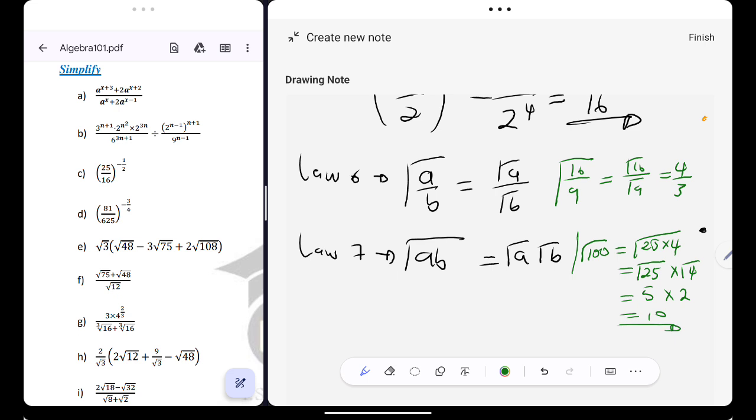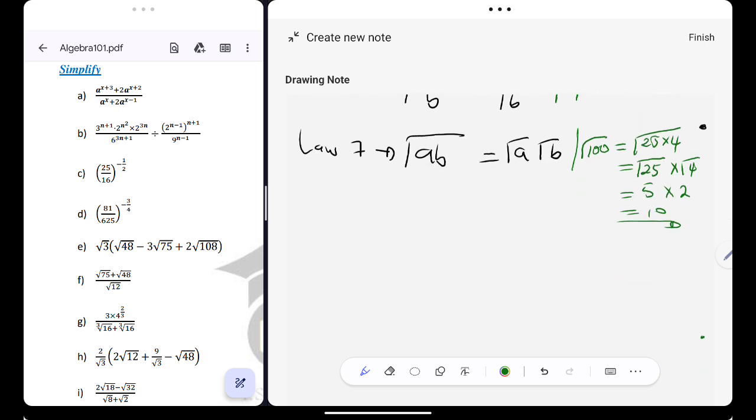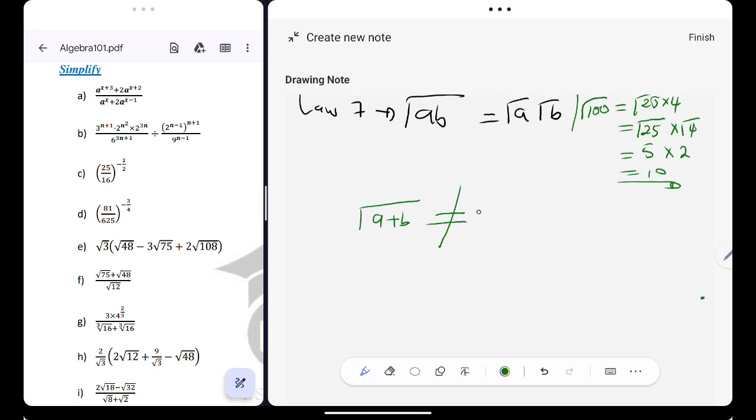Alright, together. So this is how you deal with numbers under one radical sign, whether they are dividing or multiplying. You deal with them like this. Alright, together. Please don't do this here. If you have the square root of a plus b, this is not equal to the square root of a plus the square root of b.